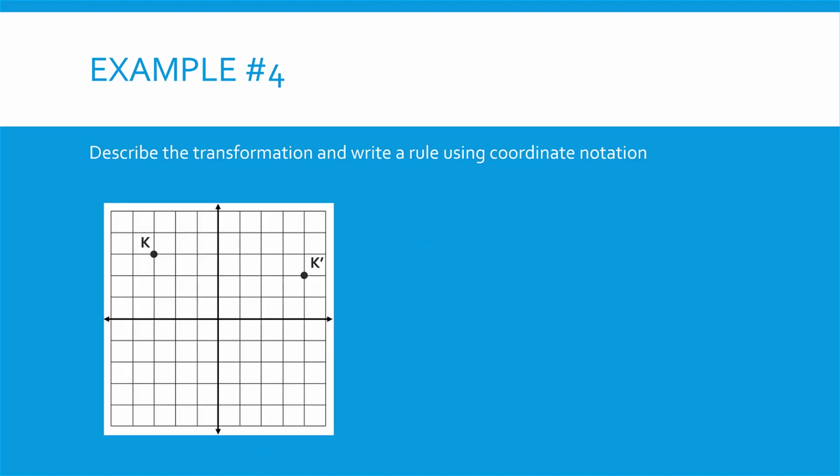Okay, describe the transformation and write a rule now. Remember, transformations start at the pre-image, in this case K, and end at the image K prime. We're going to describe this first. So to go from K to K prime, give me like road directions, right? So I'm going right 1, 2, 3, 4, 5, 6, 7, and then I need to go down 1. So that's describing it. Now we need to write that rule.